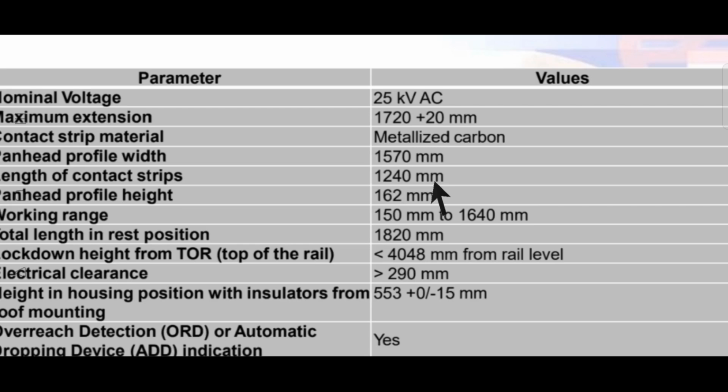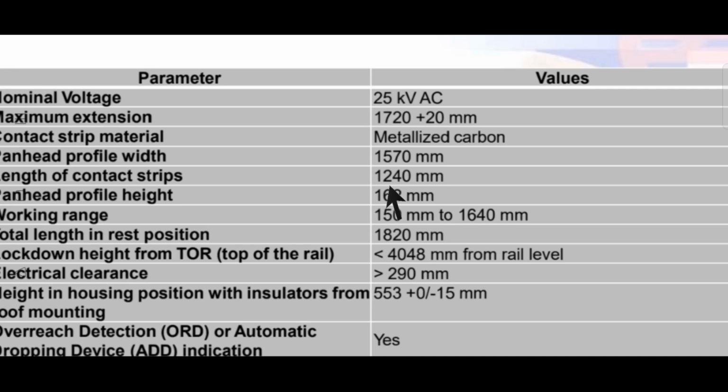If the entire length is 1240 mm, then half of the length will be somewhere around 620 mm, right? It is one of the important things that we need to consider: the entire length of the pan head is 1240 mm. And then the pan head profile, the height of the pan head, is 162 mm. Both of these are important technical data I have encountered in this situation.